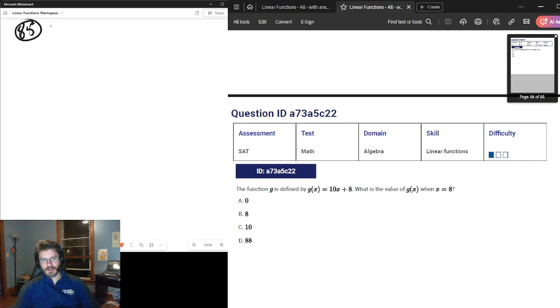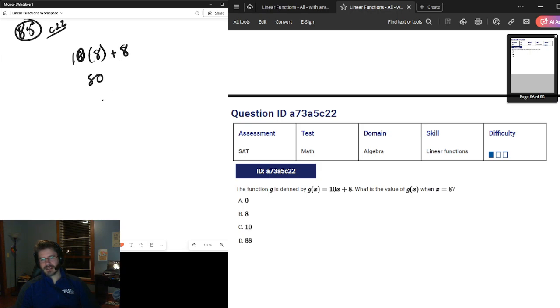85. Code C22. We've got a function in y equals mx plus b form, plugging in x is 8 again. It's nearly the same question that we started with. So again, give it a shot. What do you think we do? Naturally we plug in the 8. We get 10 times 8 plus 8. And 10 times 8 is 80, plus 8 is naturally going to be 88, which is D.